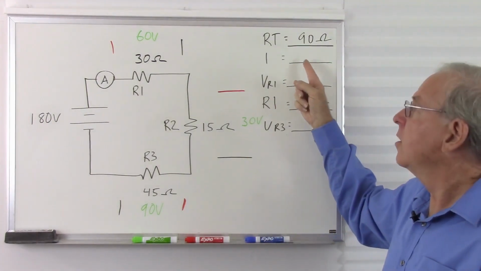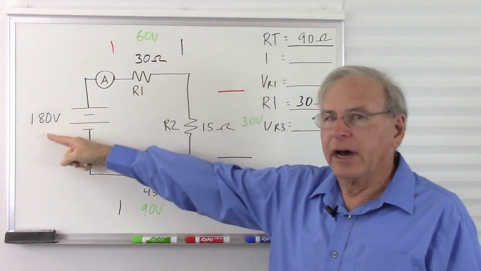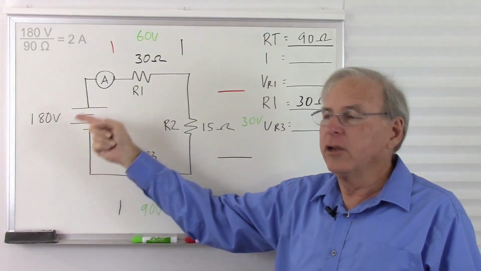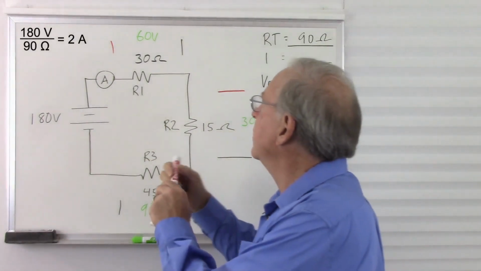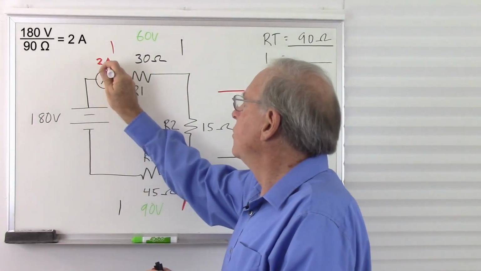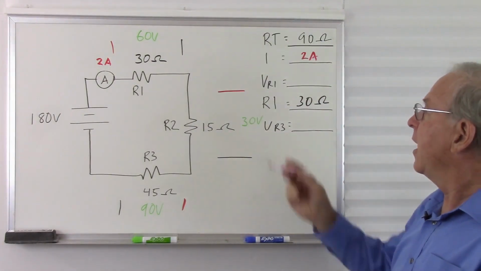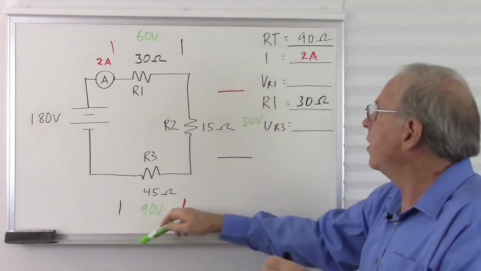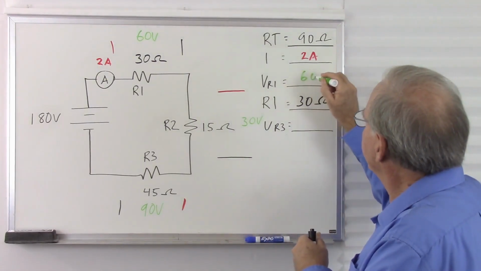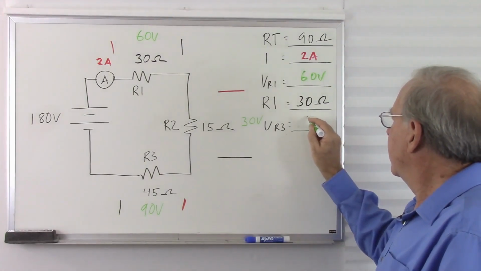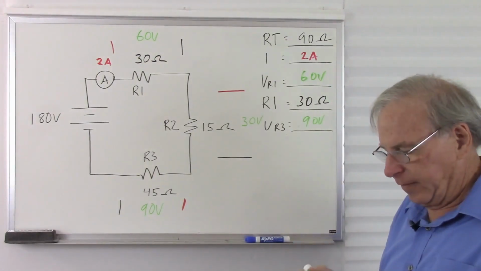What is the total current? We have 90 ohms and 180 volts. So now we use Ohm's law. 90 goes into 180 2 times. So we have 2 amps of current. And we figured out the voltage across R1, which is 60 volts. And the voltage across R3 we figured out was 90 volts.